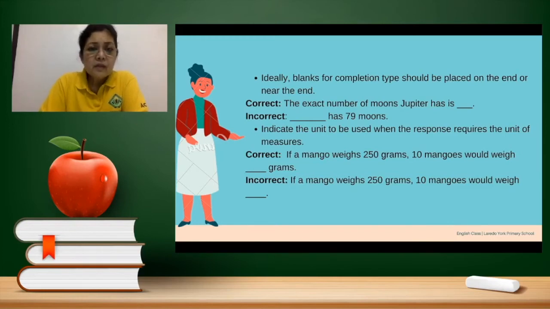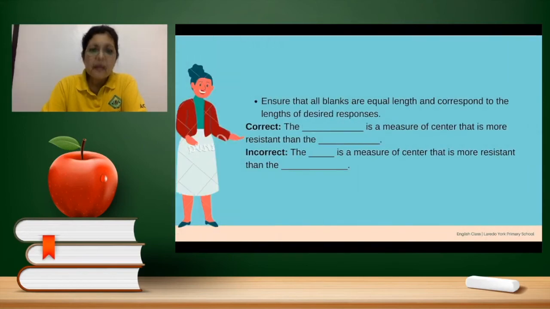Indicate the unit to be used when the response requires the unit. Sample: if a mango weighs 250 grams, 10 mangoes should weigh blank grams. Without the presence of the unit, that will be incomplete and it will also create confusion on the part of the students. Ensure that all blanks are equal length and correspond to the length of the desired responses. Sometimes the student will think if the blank is a bit long, the answer will also be long, and if the blank is so short, maybe the answer will also be short. So just make it a point that all the blanks should be equal in length.